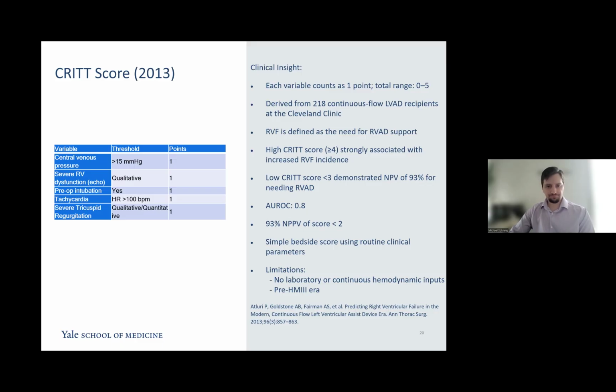And the thing that was intended to be good about it is that they tried to make it simple. It's just the central venous pressure, severe RV dysfunction by echo, which was qualitatively measured. So there's a lot of bias and variability in how that may have been reported within the groups. There's preoperative intubation, tachycardia greater than 100, and severe tricuspid regurgitation, which was again evaluated both qualitatively and quantitatively. And it was still heavily driven by older iterations of the LVAD populations.